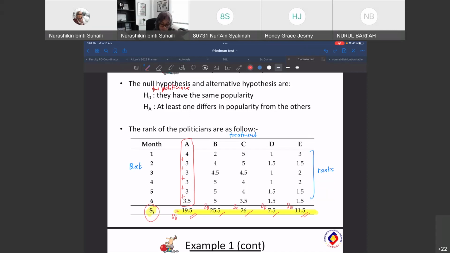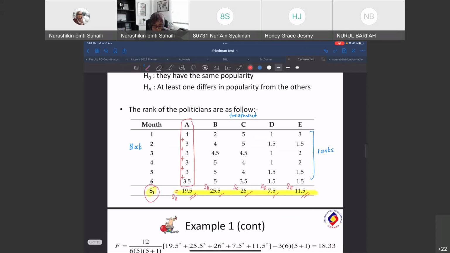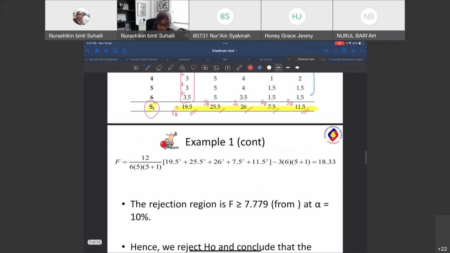Step number 4 is to calculate F. So the F formula is given just now. F is equal to 12 over BK(K plus 1), times the summation of SI square, minus 3B(K plus 1). Okay.